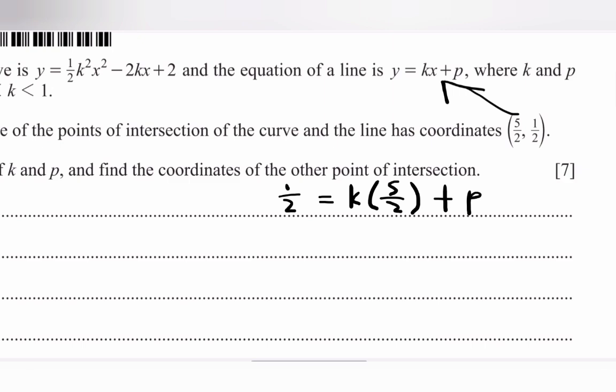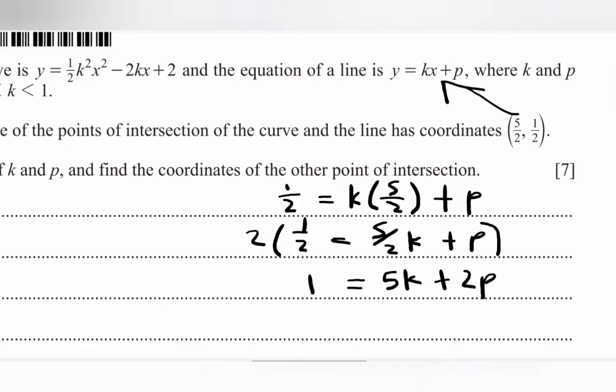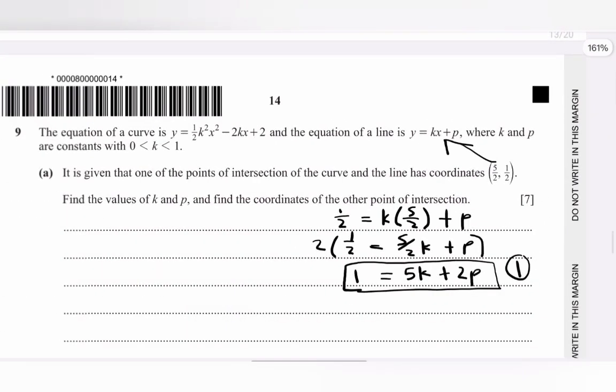So this should be half is equal to 5 over 2k plus p. And clearing off those fractions, we multiply by 2. So we get 1 is equal to 5k plus 2p, like this. There's really not much that we can do with this for now, so we can label it 1.